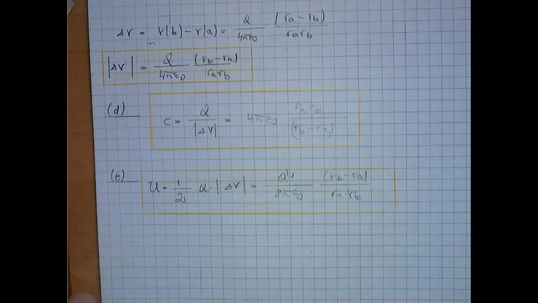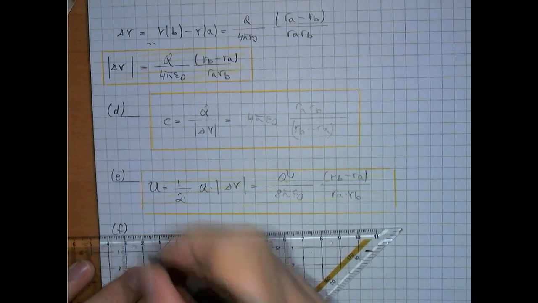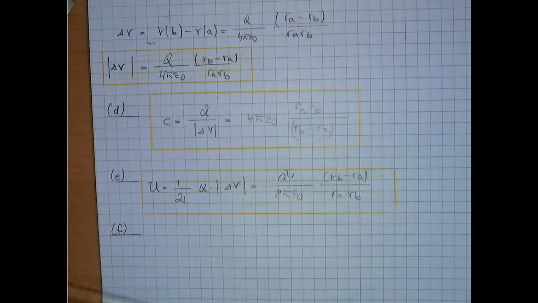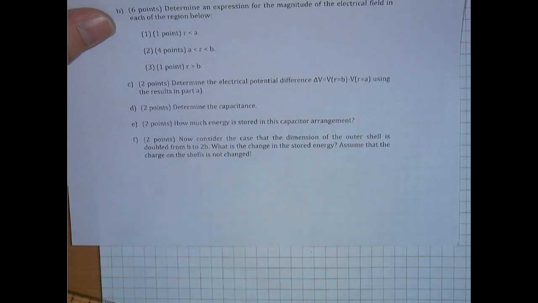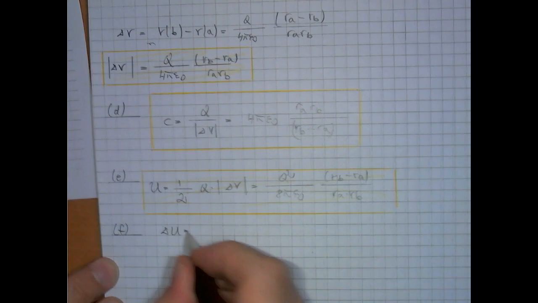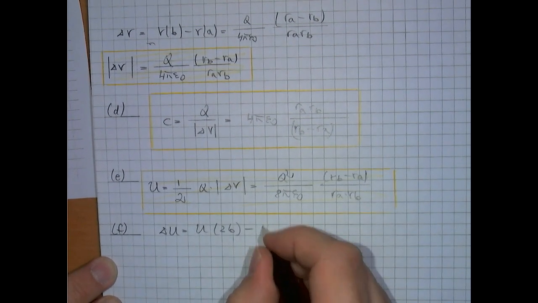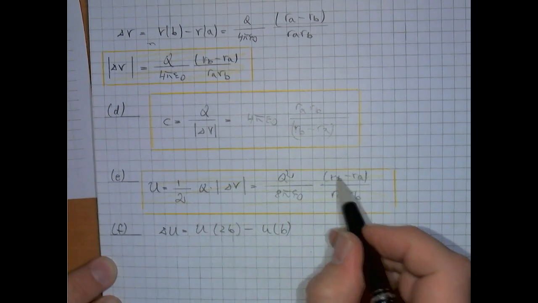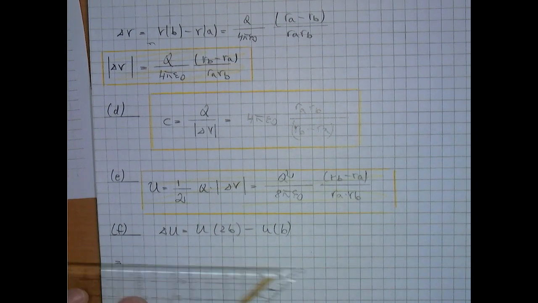So, and last but not least, part F. Now consider the case that the dimension of the outer shell is doubled from b to 2b. What is the change in the stored energy? So we're basically evaluating delta U equals U of 2b minus U of b. So instead of having r_B here, we have 2 r_B.